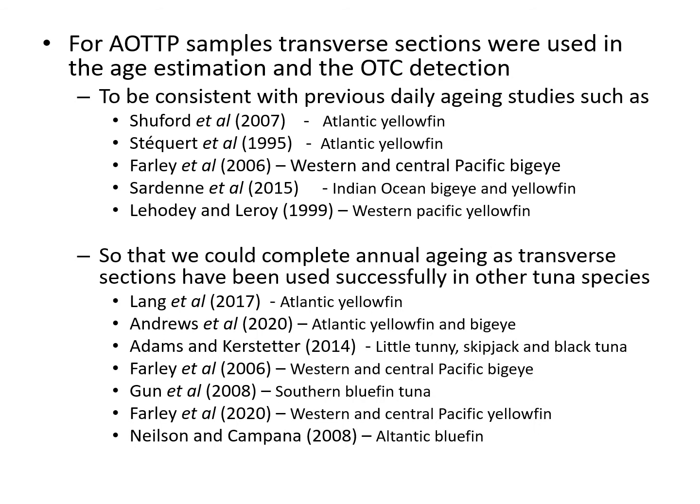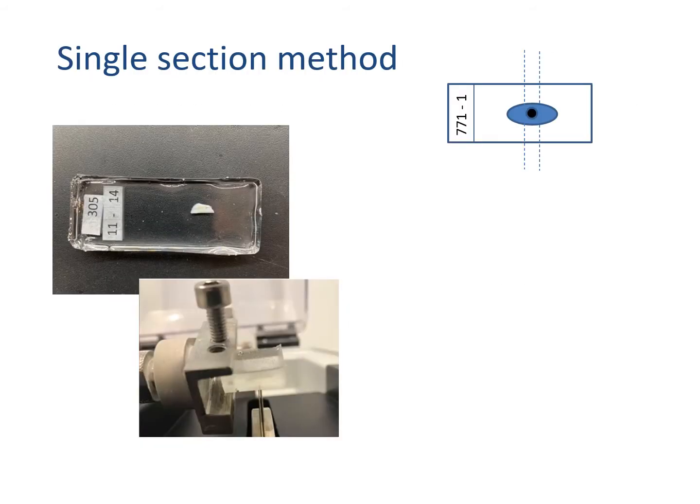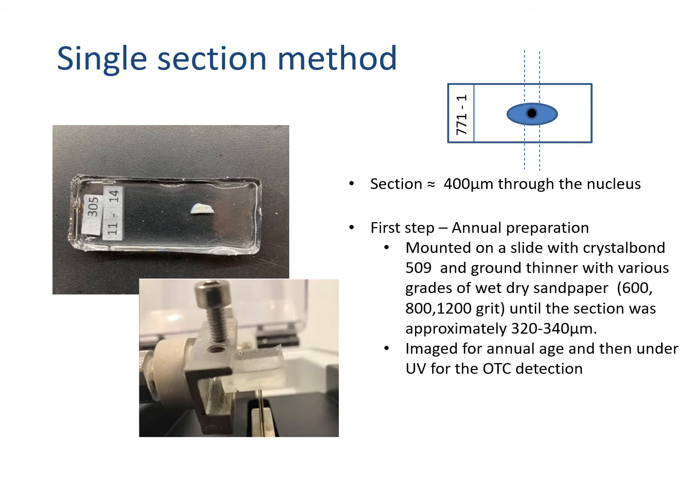And also we needed to be able to use those same preparations for annual aging, as has successfully been done in other tuna species around the world. We use a single section method where the otolith is embedded in a resin block, and one section, approximately 400 microns through the nucleus, is taken.